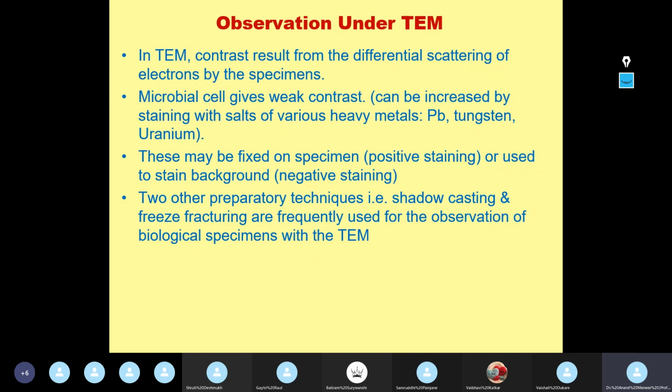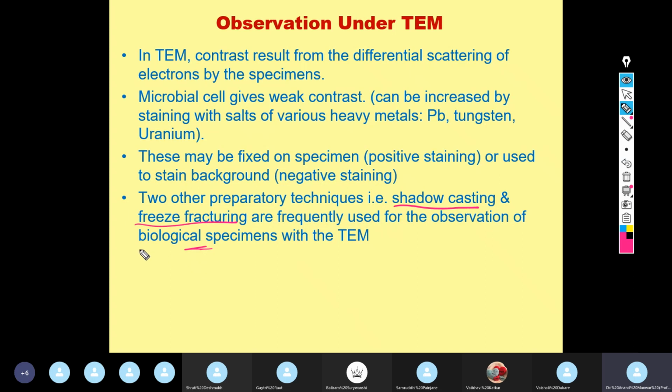Now apart from negative and positive staining, there are two other preparatory techniques for observations under transmission electron microscopy. Of course, I will not go into details of that. One is called shadow casting, and the other is freeze fracturing. These are two other preparatory techniques apart from negative and positive staining, which are frequently used for observation of biological specimens.